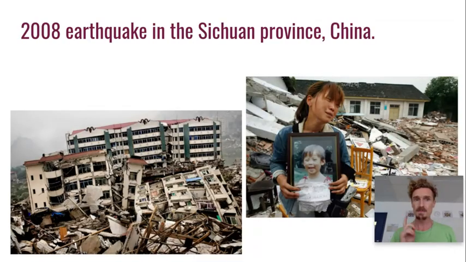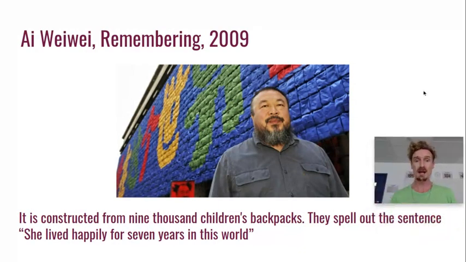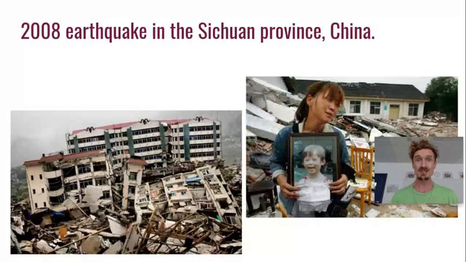What was he saying? In 2008, there was an earthquake in the Sichuan province of China. It destroyed schools, hospitals, killed thousands and thousands of people, okay? He did this piece of work by constructing it from 9,000 children's backpacks, and they spell out the sentence, she lived happily for 7 years in this world. So basically, the children lived for 7 years in this world and now they no longer live, okay?